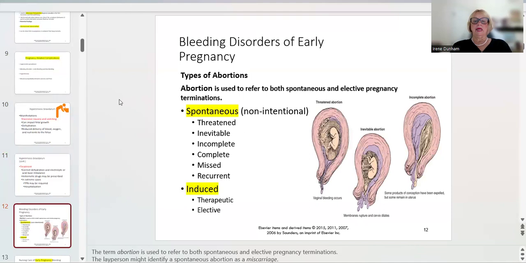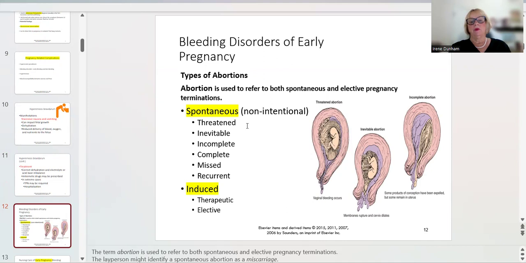So the next disorder I want to talk about is types of abortions. Okay, so in your book, there's a really good picture, and this is right from your book. I stole it from them, actually, Elsevier. And here, I want to go over what we call spontaneous.